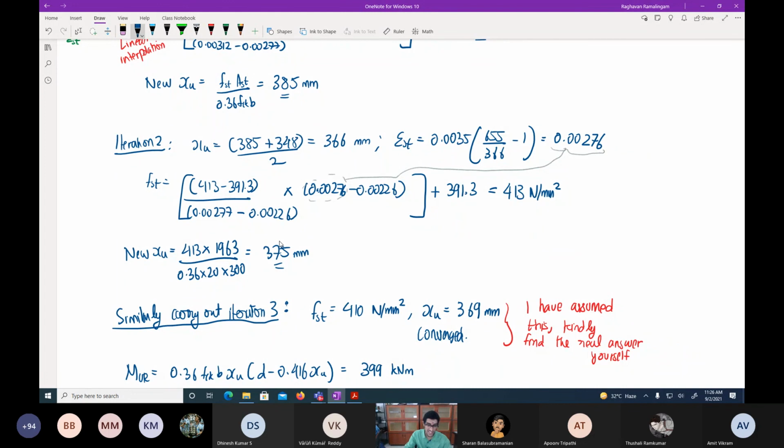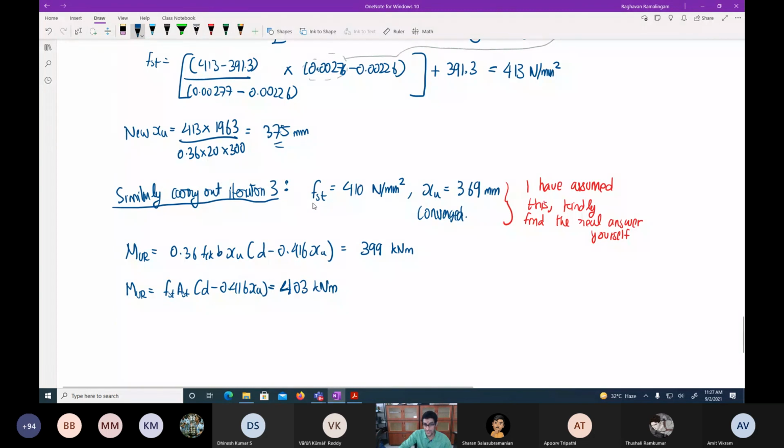In case in the exam there's a problem where you do 3 iterations and it is still not converging, mostly, 99%, it will not happen. But if it does, you stop with the 3rd iteration and say you are using that value.